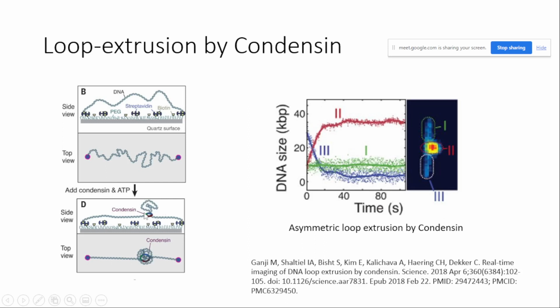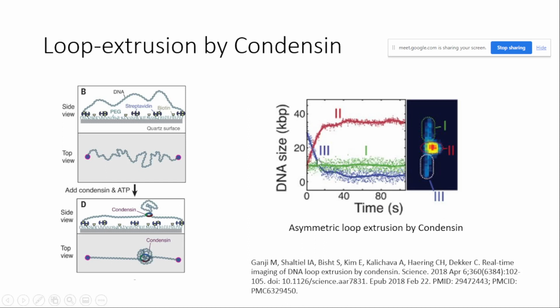So from this experiment it was evident that ATP and condensate are required to extrude the loop here, which is also known as the role of the condensate to make the chromosome more compact or structurally organize the chromosome. So now they tried to characterize the extruded loop by the condensate. How did they characterize? First they studied whether the loop which is being extruded here is symmetric or asymmetric.